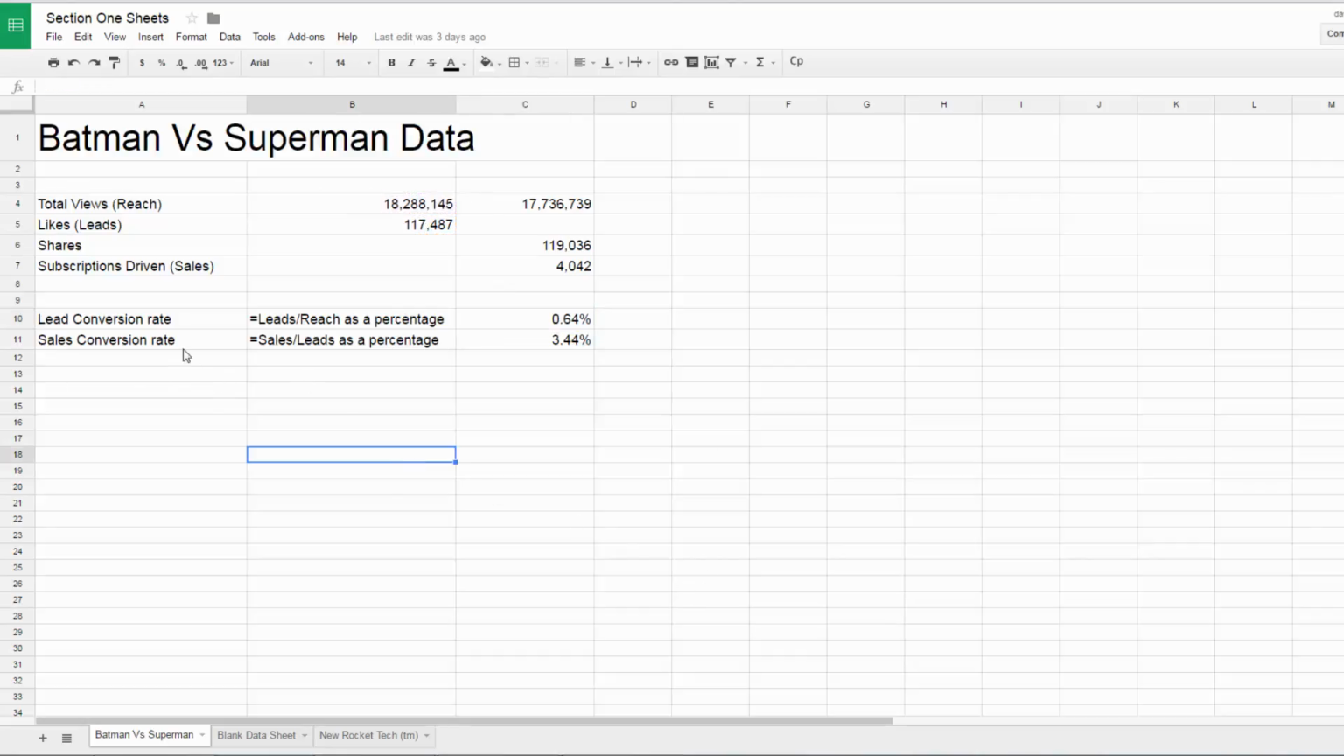Pretty simple. And the same with sales conversion rates. That's actually sales over leads. So obviously, leads are the people you're targeting for your sale. You are targeting your total views, but out of the total views, it goes down to leads, the people that are interested. And out of those interested people, that's where you get your subscriptions. So as you can see here, it's sales over leads as a percentage. Again, really simple. 4,000 over the 117,000 as a percentage.